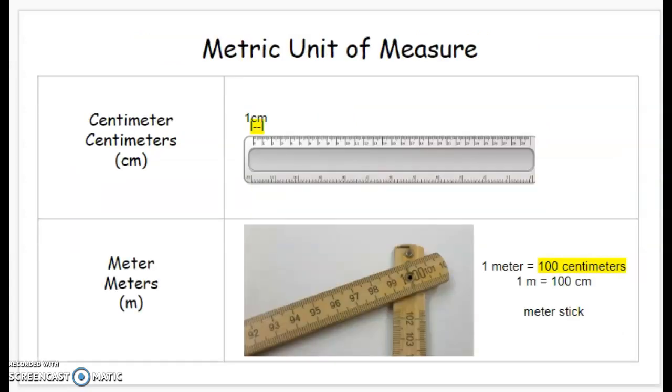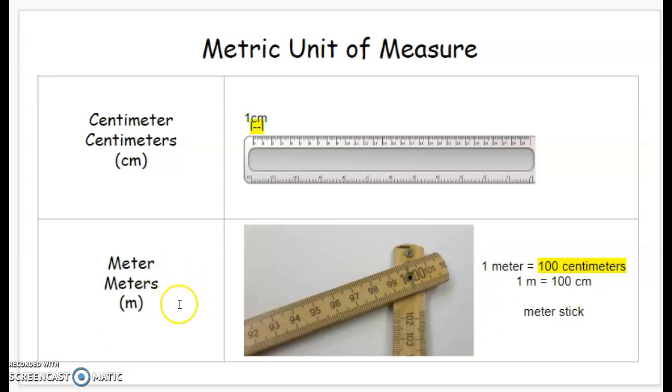Now we jump to metric unit of measure. And this is on the ruler, it's on the other side where the measurement seems smaller. These are centimeters. So we have centimeter, centimeters, and the abbreviation is cm. So 1 centimeter is much smaller than 1 inch. See how it goes from the 0 to the 1 is 1 centimeter.